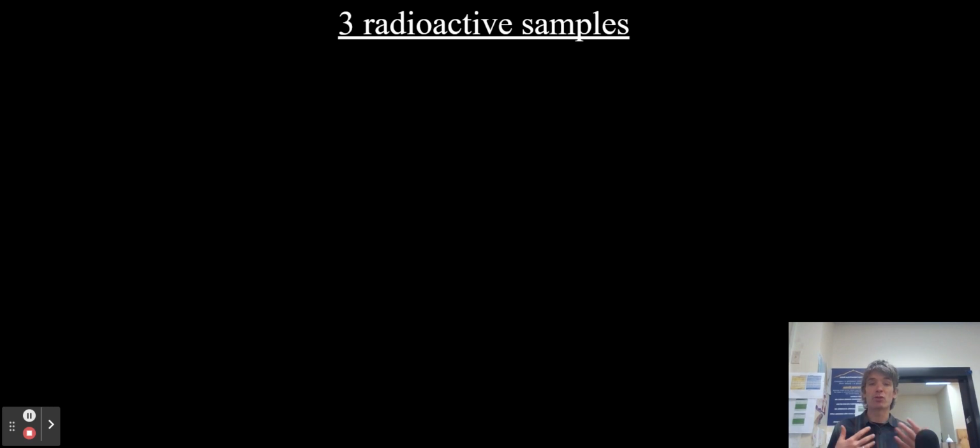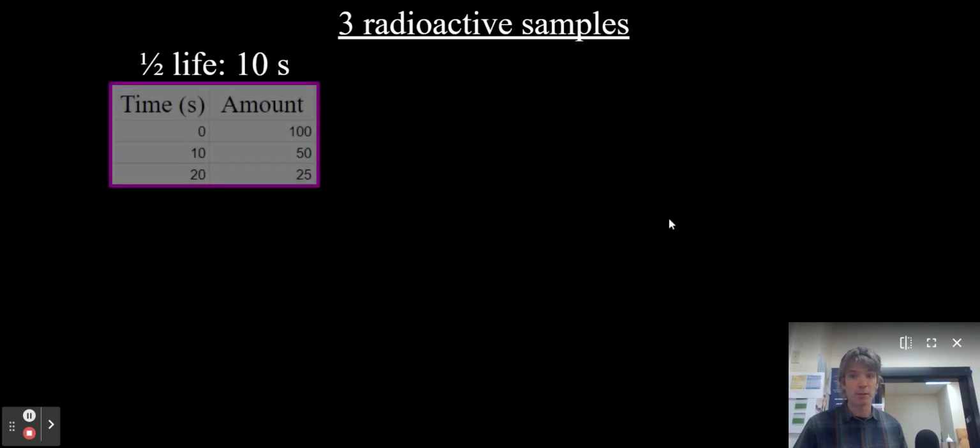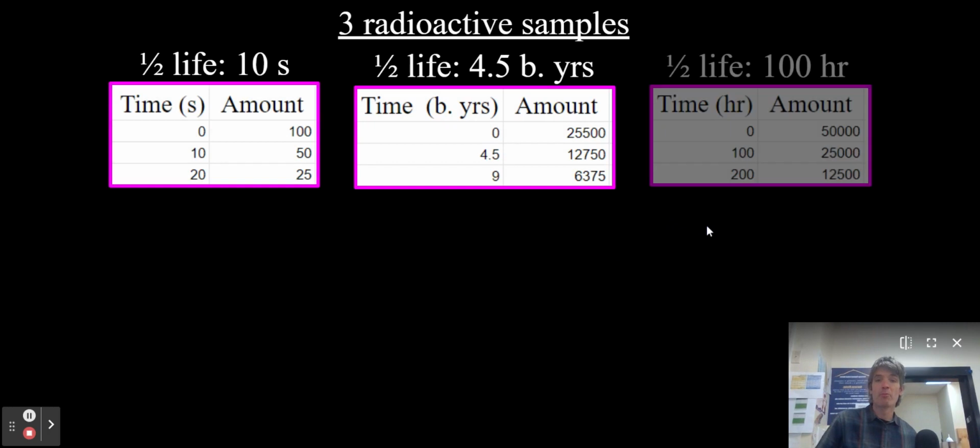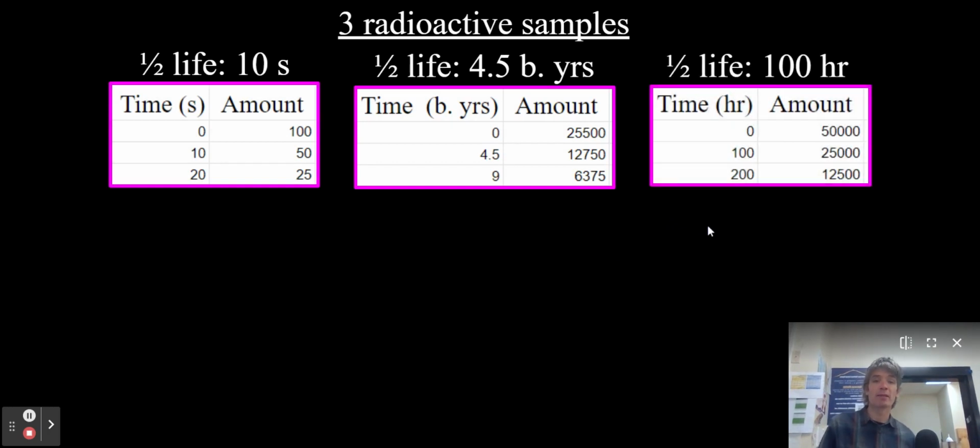Now, with kinetics, there's an interesting equation that comes up if you look at several different samples. We're going to look at 3. I tried to choose random amounts and random half-lives, although 2 of them are very similar. That's going to help generate an equation, as you'll see in a minute.